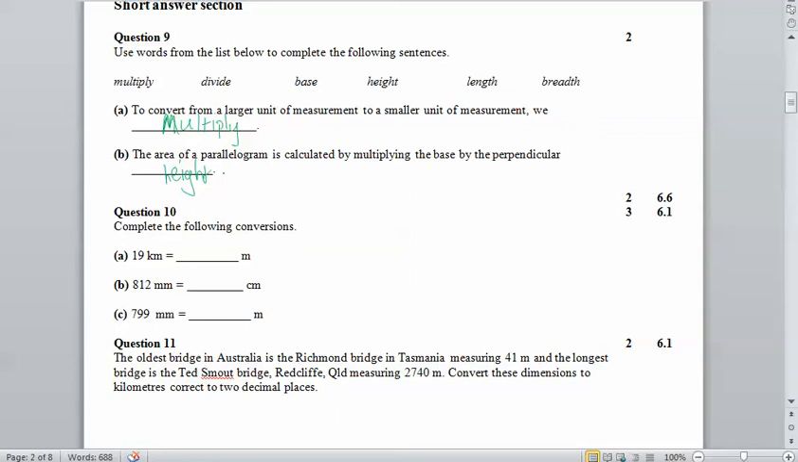Okay, now this is where tomorrow you get a formula sheet with these conversions on them. But kilometres to metres, do we multiply by 1,000 or divide? We multiply by 1,000. So kilometres to metres, we have to multiply by 1,000. So it's 19,000. Hands up if you got that. Good.